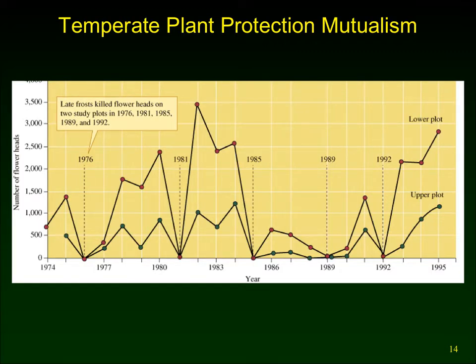So here's an example of what you might see there. Notice on the left you see the number of flower heads, and then you see the year, and notice when the frost, late or early, did in the population.